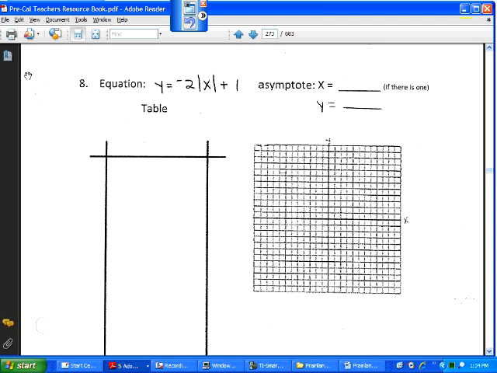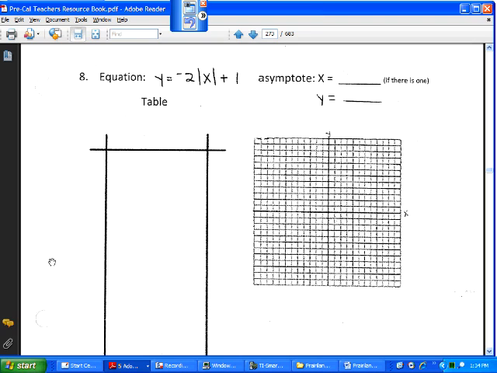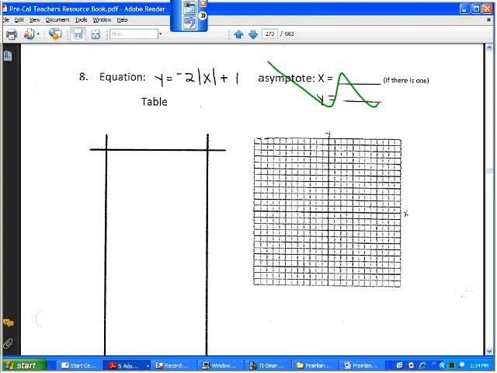It's getting down in there pretty good. All right. Now, we're not gonna talk about asymptotes. We're going to build a table of x, y values. What y is equal to goes in the middle: negative 2, absolute value x plus 1. Remember, absolute value represents distance. There's no such thing as a negative distance. Therefore, absolute value is always positive.